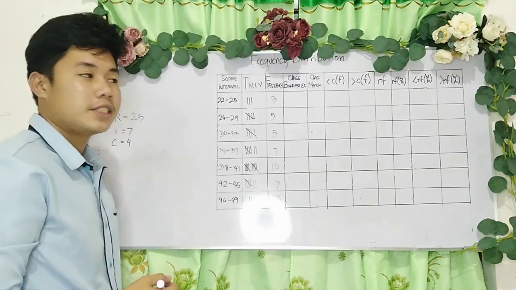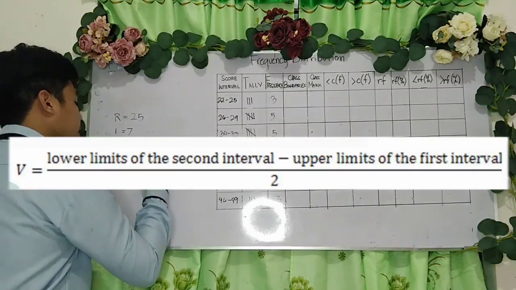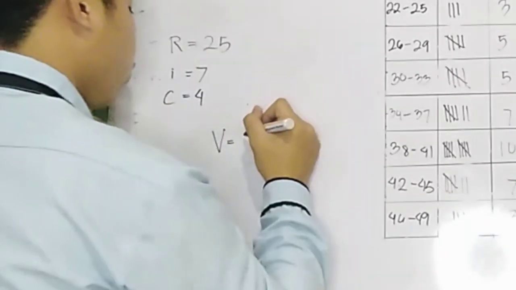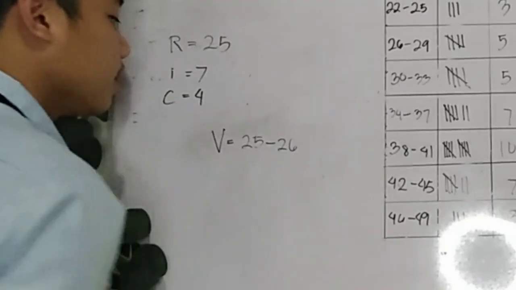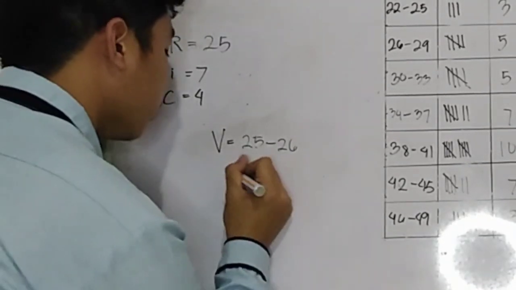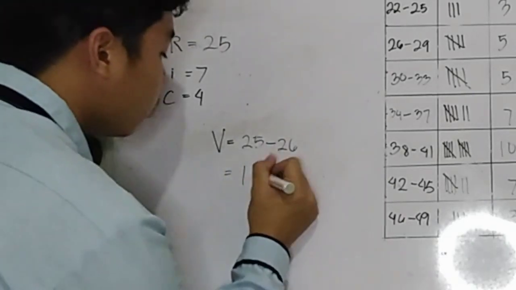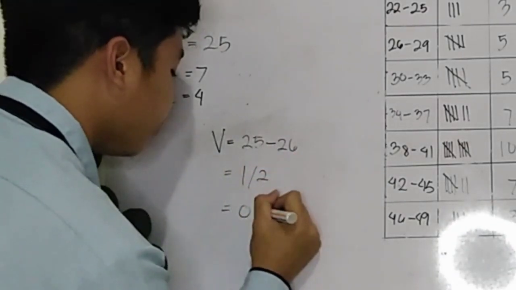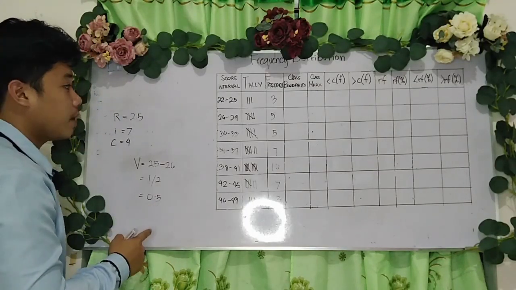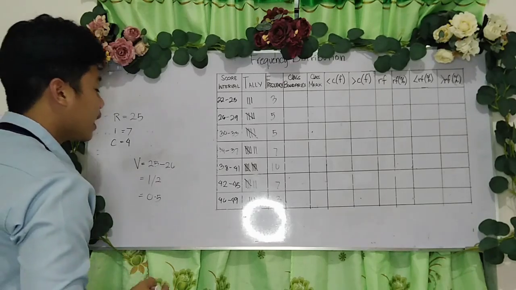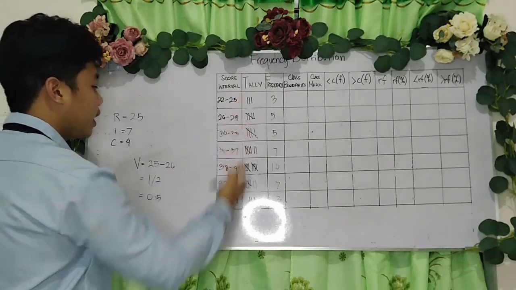In finding the class boundaries, we need to use this formula. So D is equal to 25 minus 26. So 25 minus 26 is equal to 1. And then 1 divided by 2 is equal to 0.5. To use this 0.5, we just simply subtract 0.5 from our first interval and then add 0.5 to our second interval.